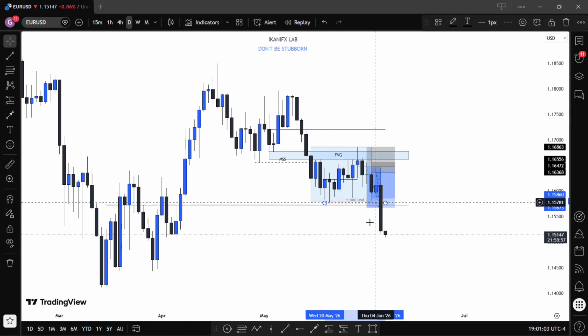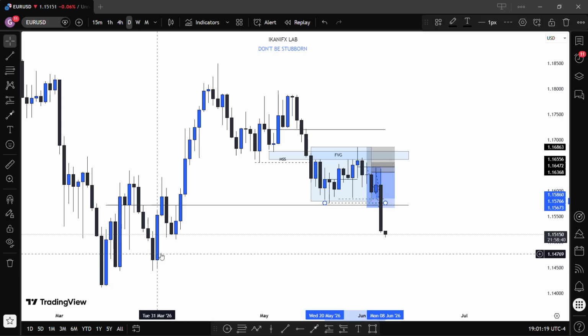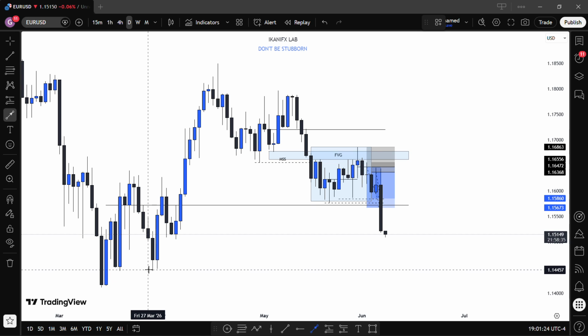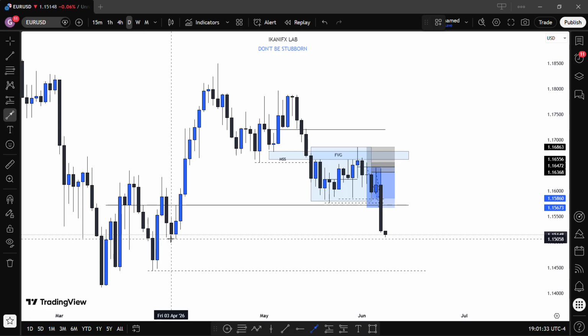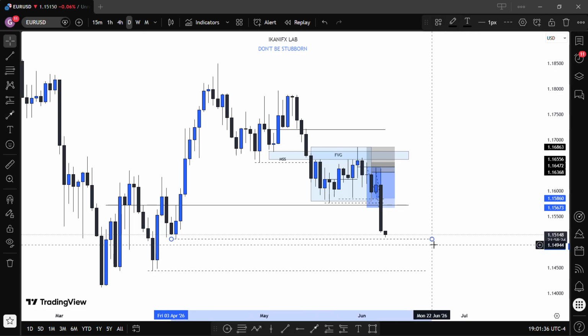So if we were to expect anything to happen on the daily time frame, we can just expect price to come and cover this void. This long candle, it's too long for market not to go back inside. But if peradventure market decides not to go back inside, we might see market coming down to this low, and probably reverse, or we can just have a little retracement after market takes out this low.